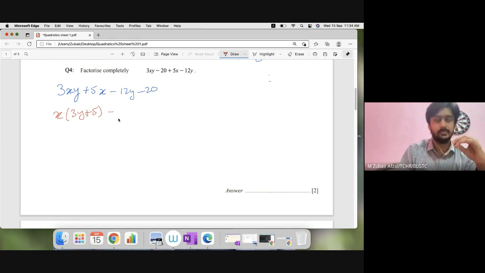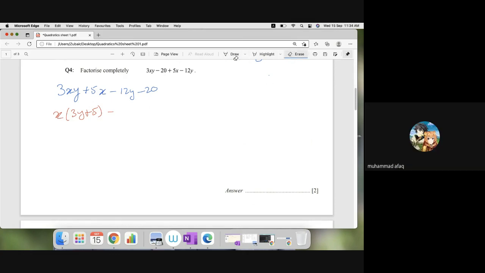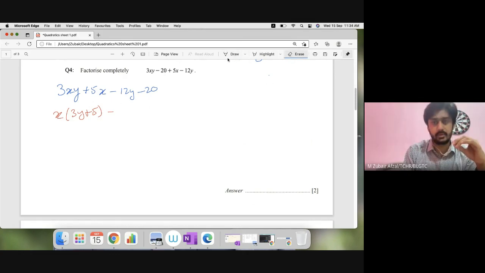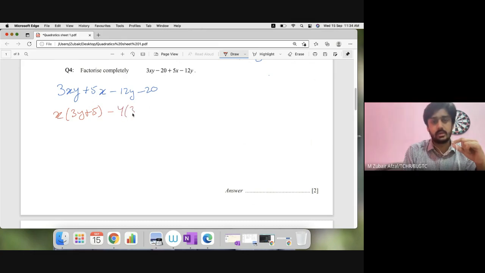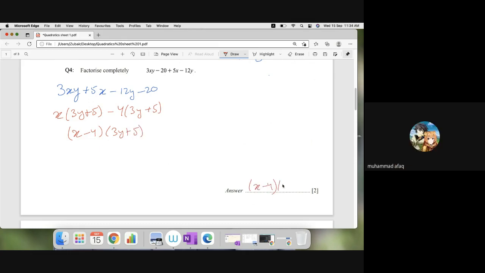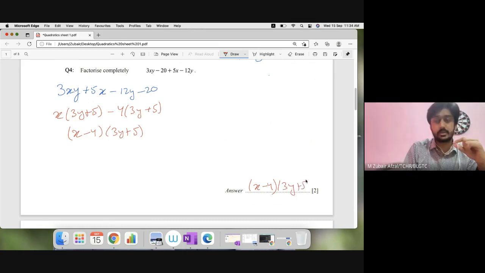What about 4? Yes sir, we can take 4 too. Okay, 4 will be common, son, because when you take out 2 you are left with 6 and 10, and then you have to take 2 common again. Oh yeah, got it. So this is 4, 3y plus 5. Two brackets same: x minus 4 times 3y plus 5. And the answer. Sir, they are giving 2 marks for free. The answer space, yes, that is it.